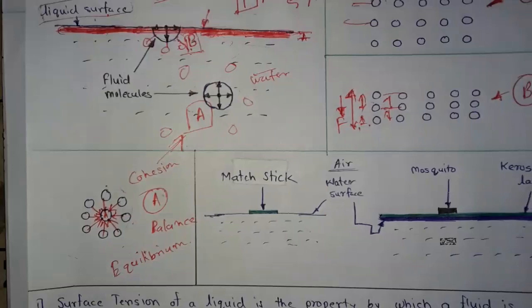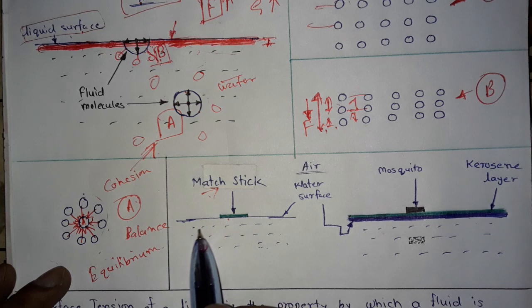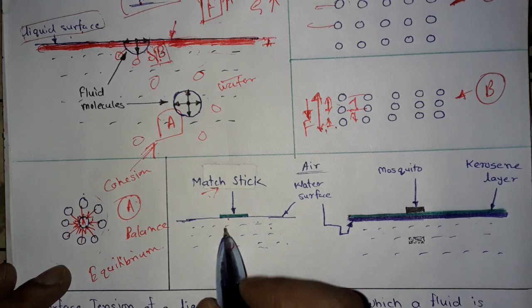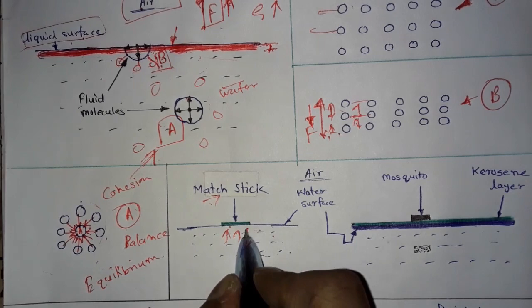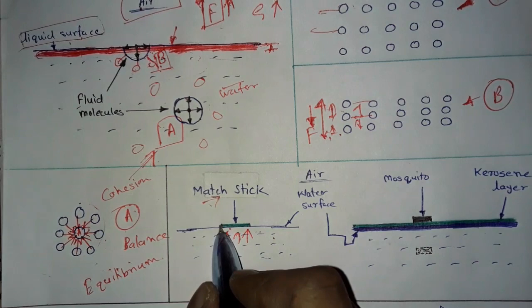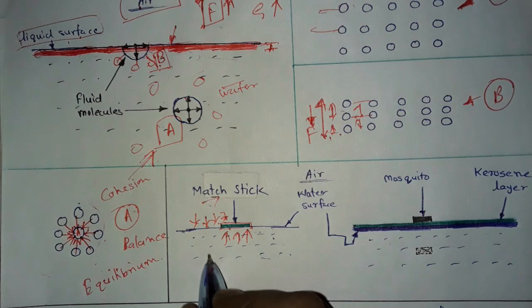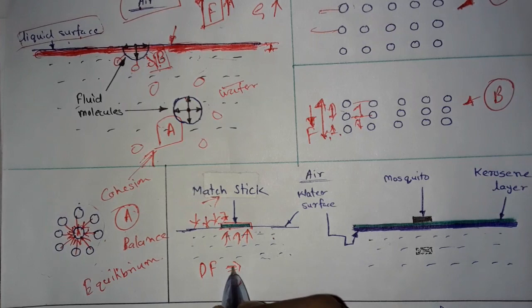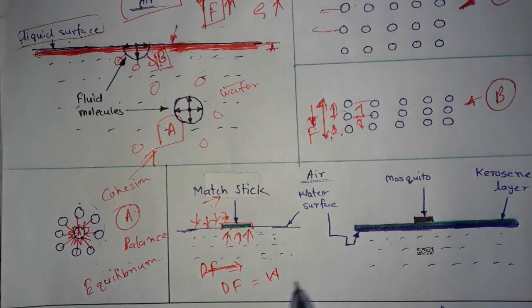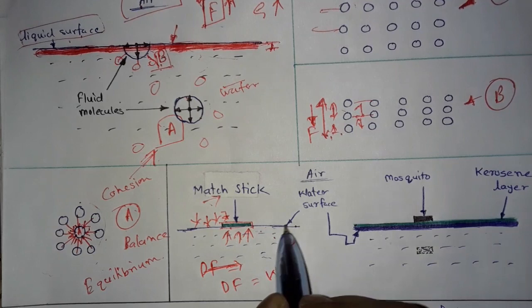Friends, let's see an example of surface tension. Suppose this is a matchstick, placed on the liquid surface, this is the water surface. The upward force acted by the liquid on this matchstick balances the weight of this matchstick, the downward force. Because of this, the upward force is equal to the weight of the matchstick, so there is balance between these two, and so the matchstick floats on the liquid surface or water surface in this case.